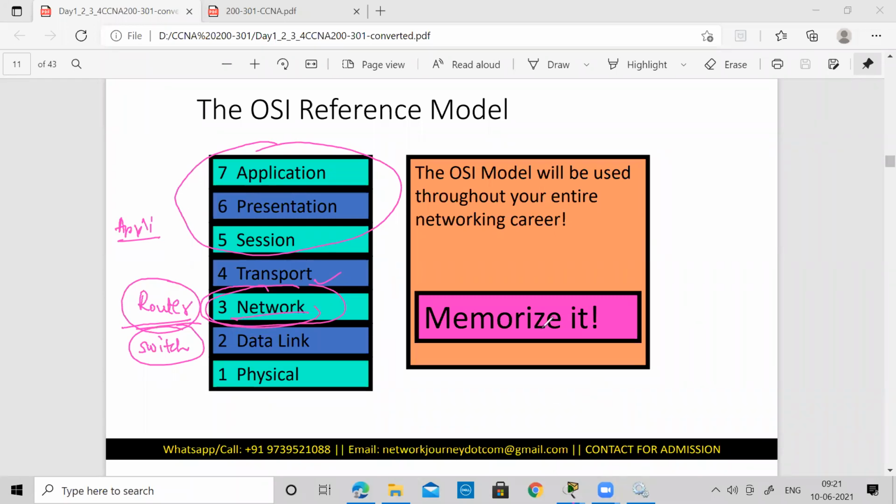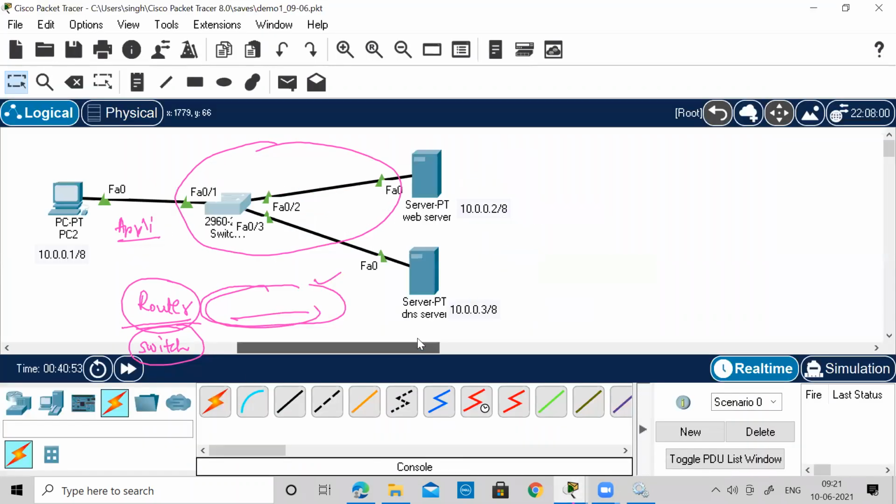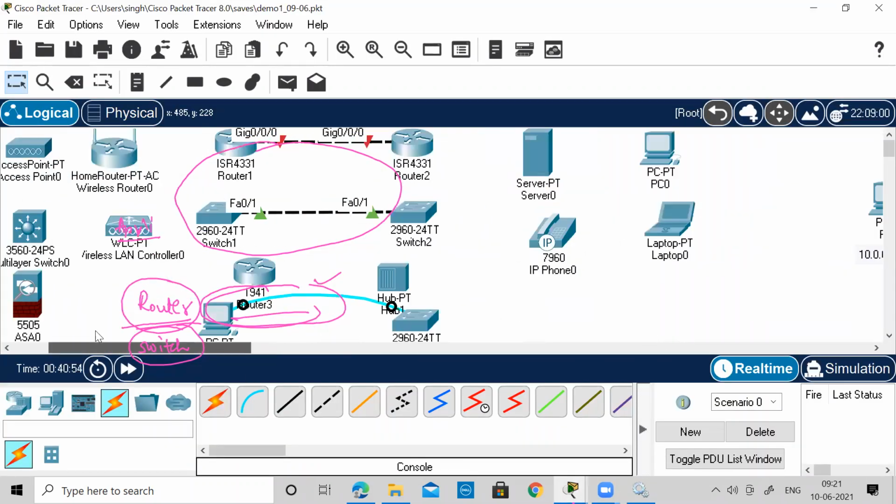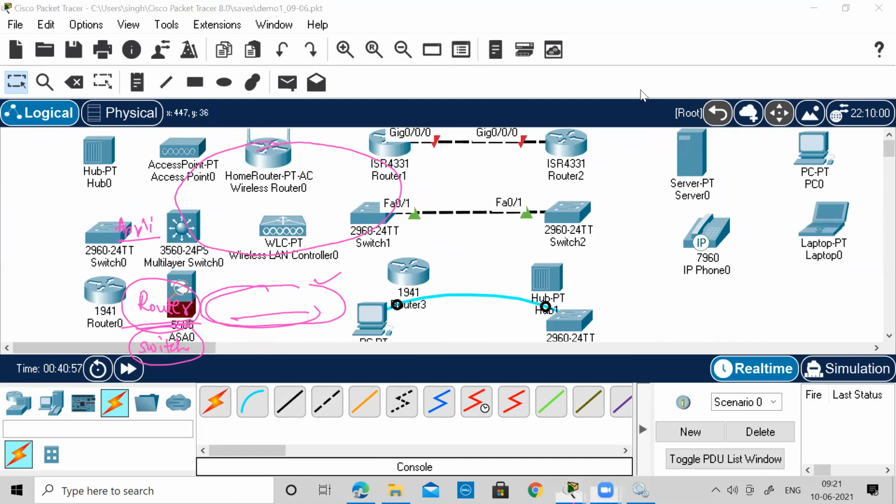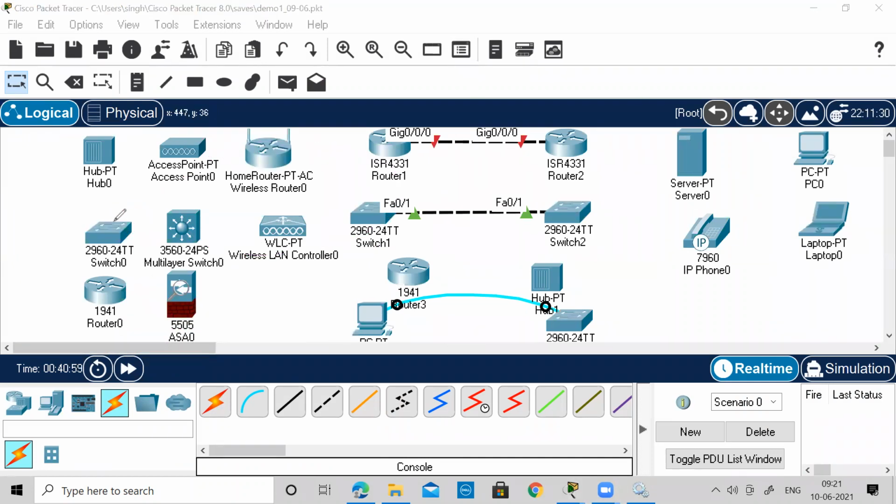In yesterday's session, when I was showing you our network devices, we have the layer 2 switch and the layer 3 switch. A layer 2 switch will only have two layers, the data link layer and the physical layer. A multi-layer switch, a layer 3 switch, can function as a router as well as a switch. So it has three layers.